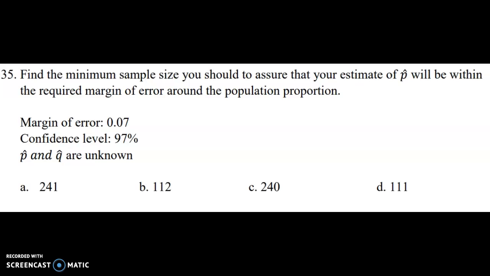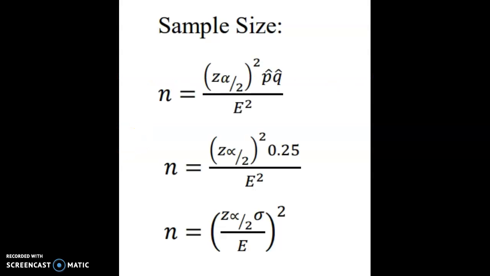Question 35. Find the minimum sample size you should use to assure that your estimate of p hat will be within the required margin of error around the population proportion. Okay, so we have the margin of error is 0.07, the confidence level is 97, p hat and q hat are unknown. So here are my three formulas for sample size.